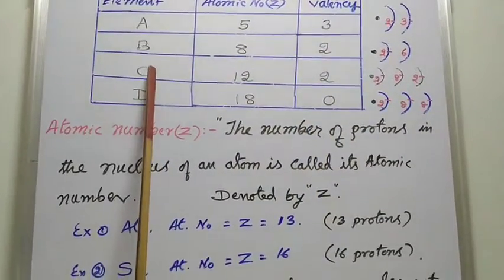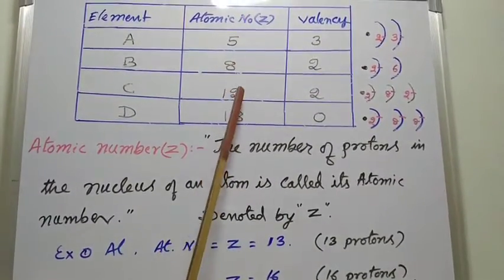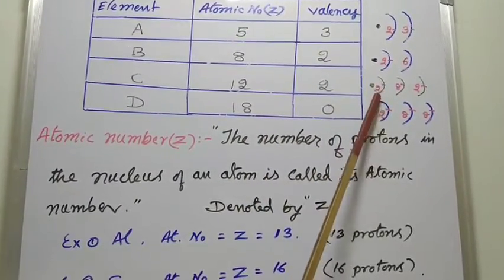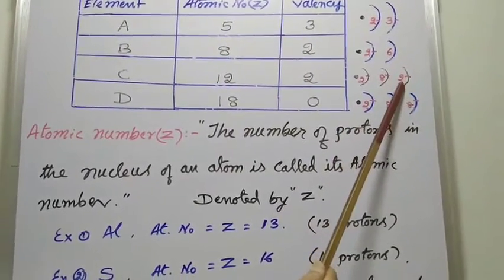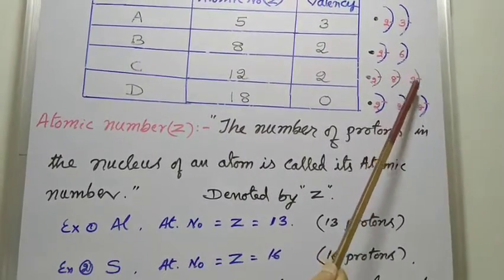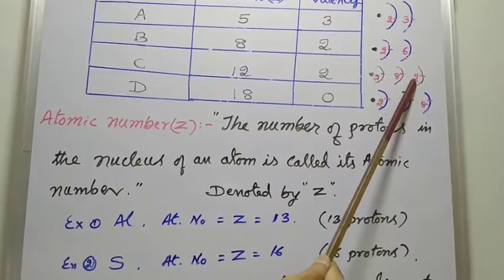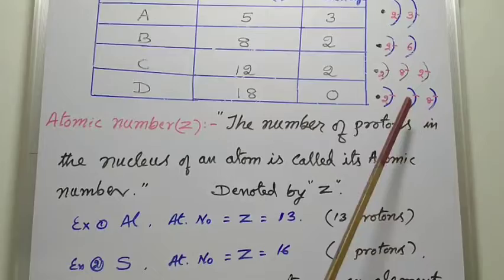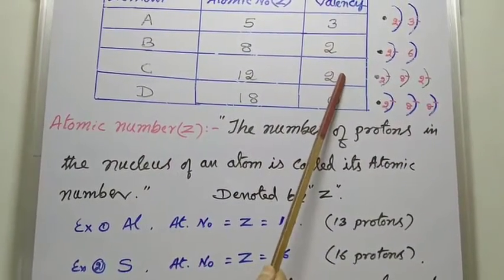Now come to this element C. It has 12 electrons, that means atomic number 12. How is this distributed? First shell 2, second shell 8, third shell 2; 2 plus 8 plus 2 is 12. This is the outermost shell. It has 2 electrons. These 2 electrons are transferred to another element during a chemical reaction. Therefore, the valency of this third element is 2.